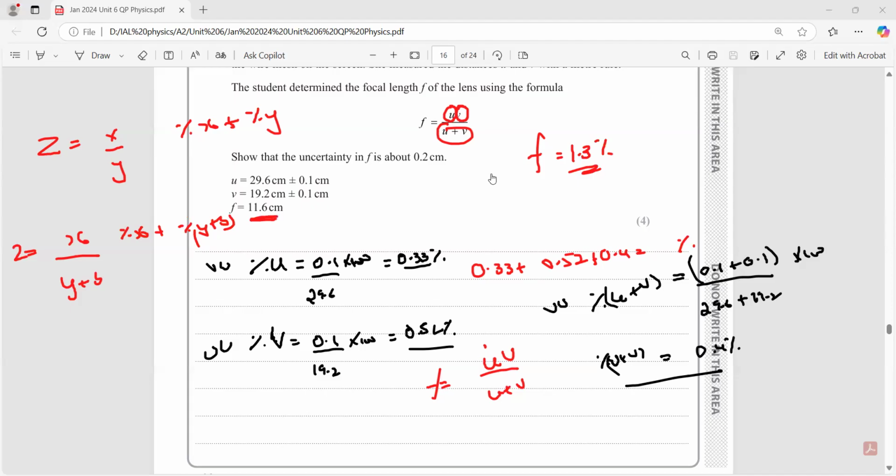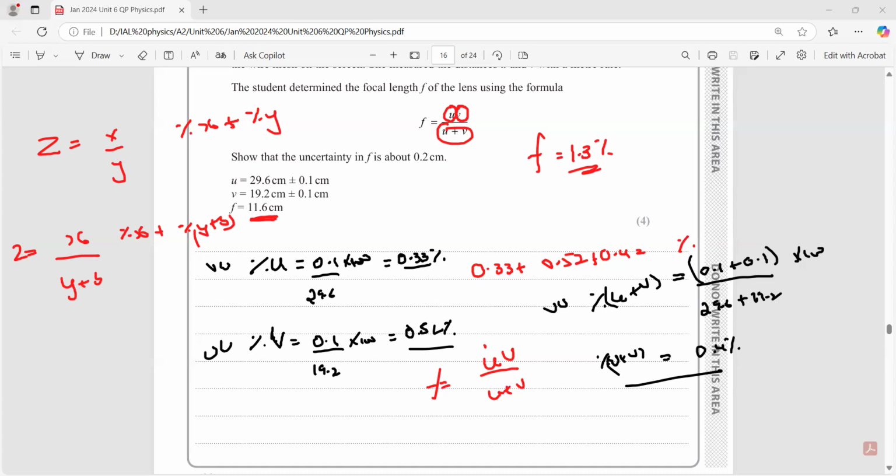Uncertainty always adds, irrespective of the quantity which you are finding. This is one way of finding the percentage uncertainty. So that will be the 0.15. So 0.15 is the uncertainty in F.